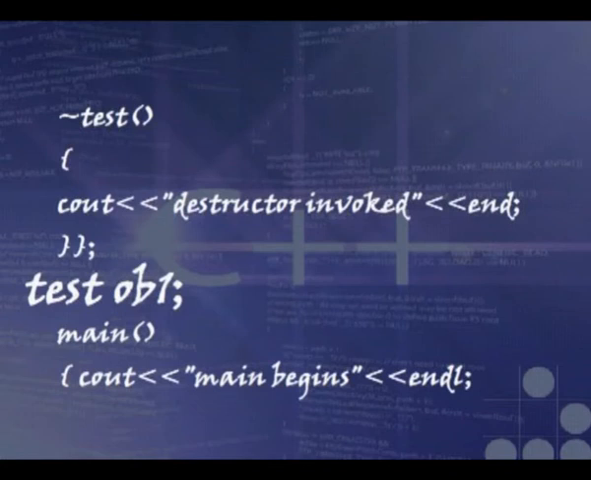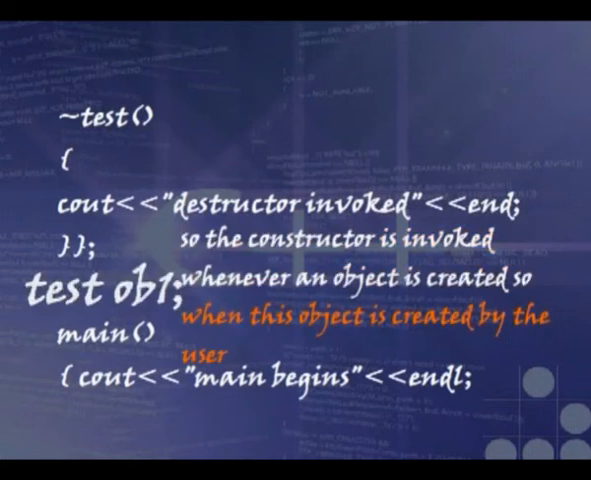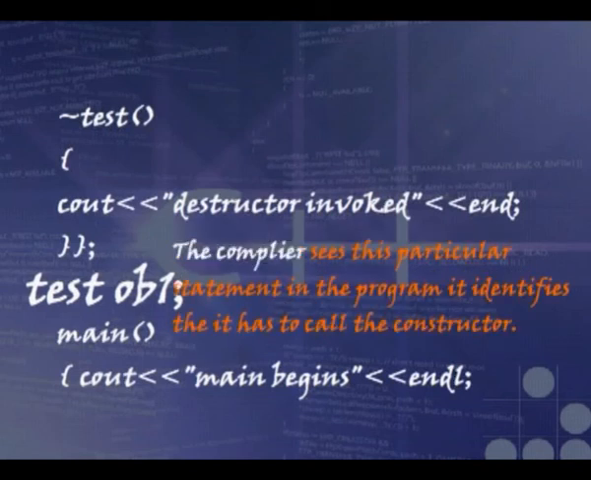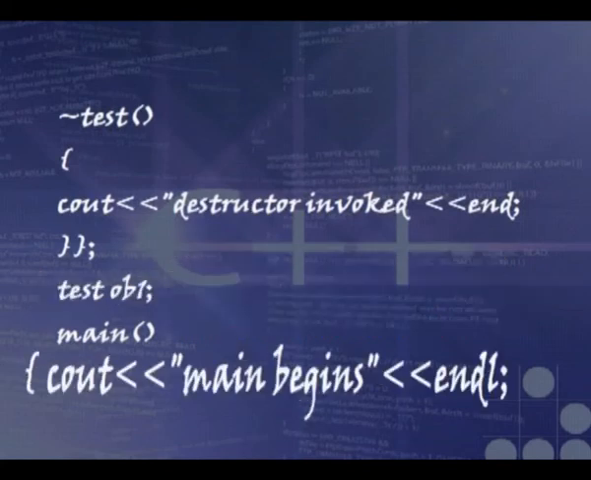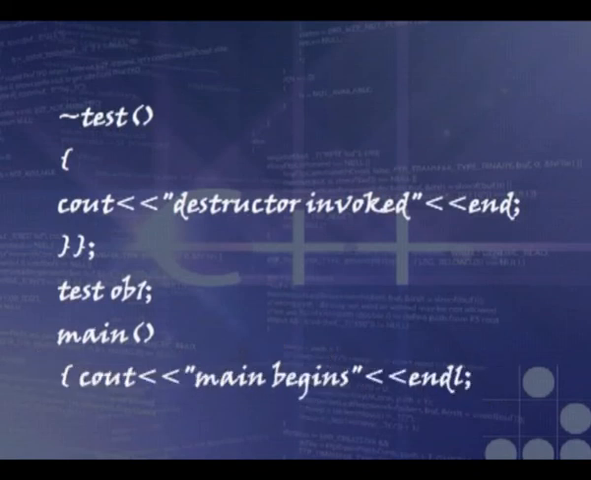The constructor is invoked whenever an object is created. So, when this object is created by the user and the compiler sees this particular statement in the program, it will identify that it has to call the constructor. Next, it will go to the main function, and it will display main begins.